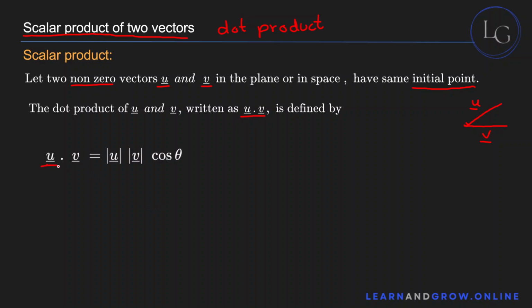So u dot v is equal to the magnitude of u multiplied with the magnitude of v into cos theta. What is theta? It's this angle between the vectors u and v that we're taking the dot product of. And theta must lie between 0 and pi, or in terms of degrees, between 0 and 180 degrees.